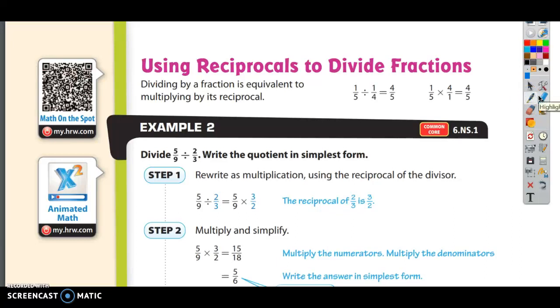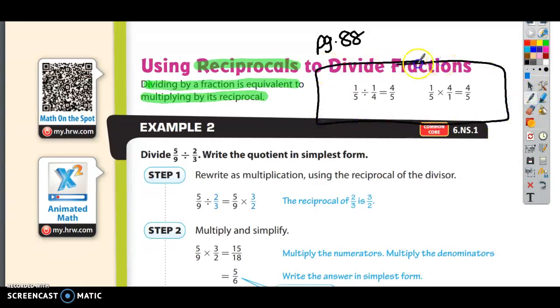This is page 88, using reciprocals to divide fractions. On previous pages, you have learned what a reciprocal is. And you also drew a conclusion, which was basically this sentence right here: dividing a fraction is equivalent to multiplying by its reciprocal. So let's analyze what's happening right here.